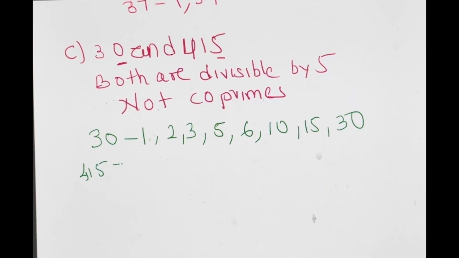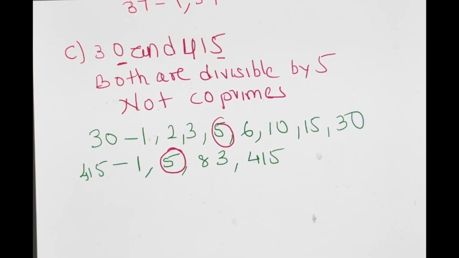Now 415. 5 is at the end. 2, it's not even. 3, it doesn't come. 4, it doesn't come. We directly go to 5. So 5 eighty-threes are 415, and 1 into 415. 83 is a prime number. So these are the four factors of this. But there is something common. What is common is 5. So they are again not co-primes. We already decided that, but this is the method.